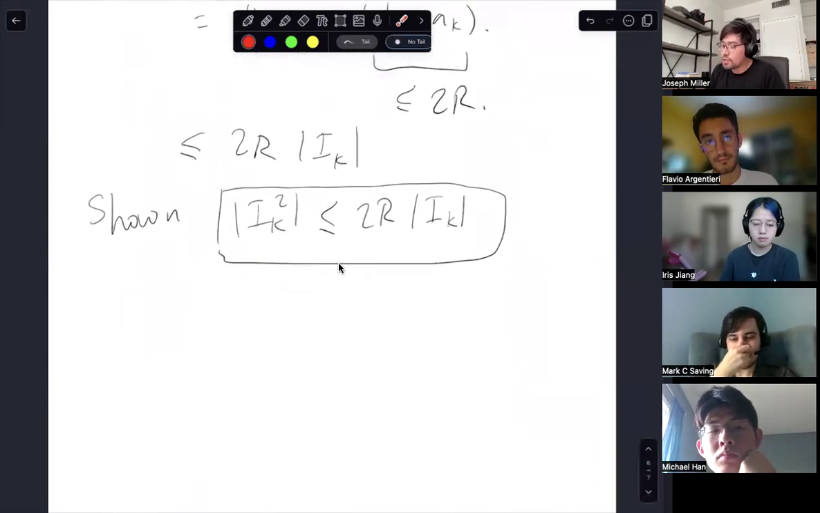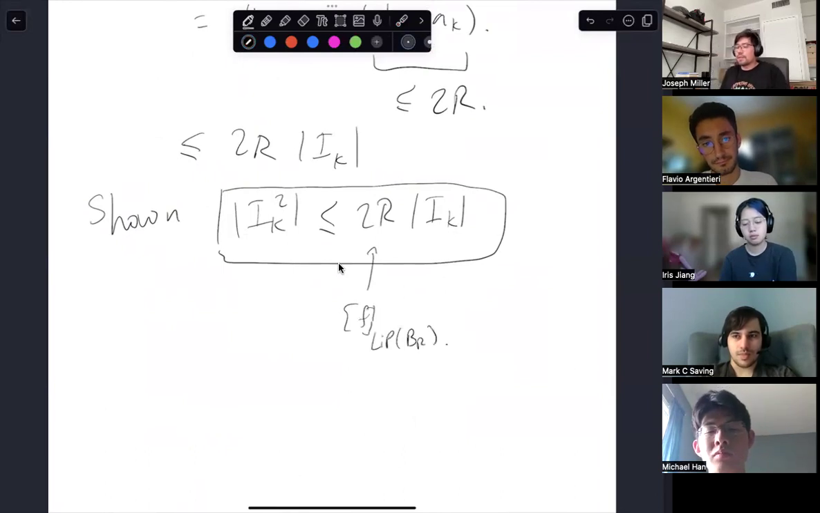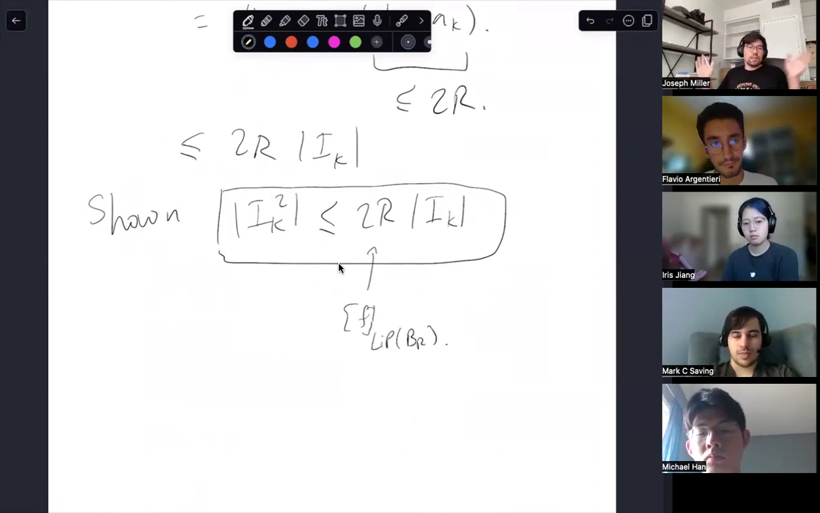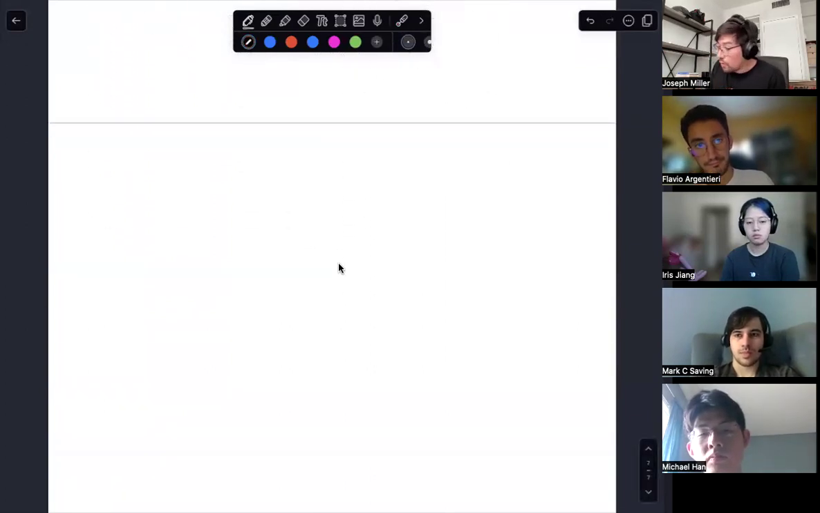Yeah. And the general argument is, this would be whatever the Lipschitz constant of your function is on a ball of radius r, right? So if you see that in problems, this shows that it takes zero measure sets to zero measure sets because it does it for intervals. Okay, wonderful. Let's go on to the next one.